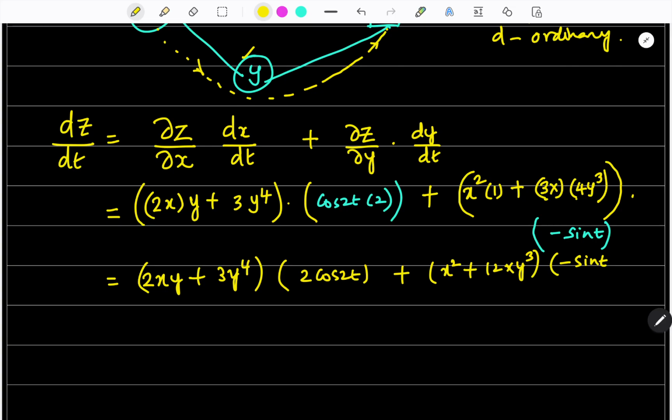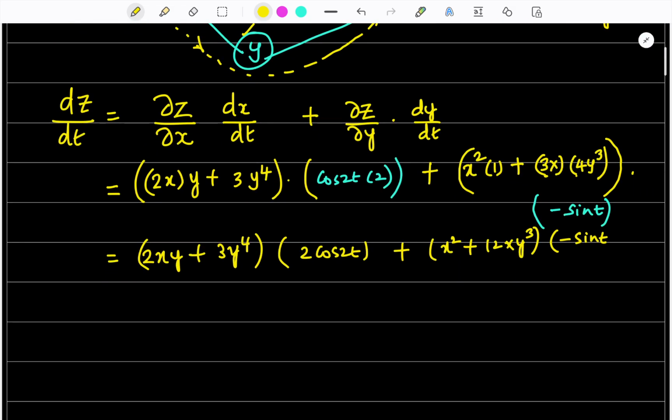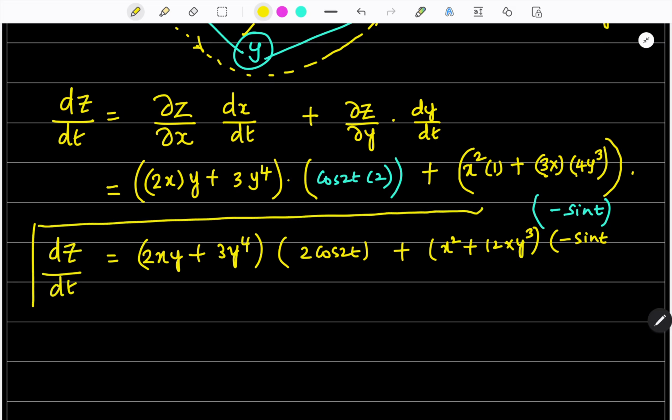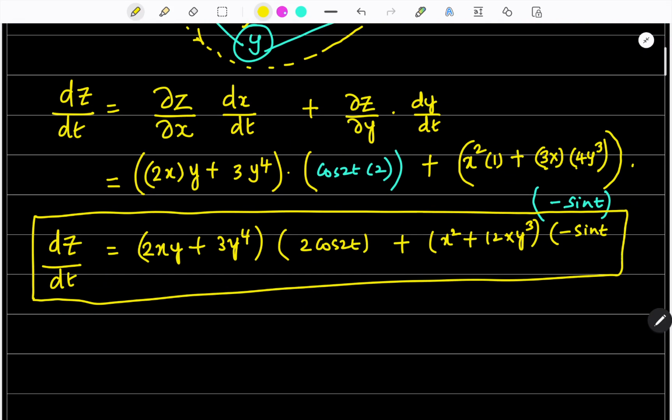Okay, right. So what are you going to put as the values? T equal to 0, right? When I put t equal to 0, x and y are there, right? So before that, we'll try to simplify this expression. dz by dt is equal to this final answer, right? So we have x equals sine 2t, and y equals cosine t. So when I put t equal to 0, sine 0 is equal to 0. When I put t equal to 0, cosine 0 is 1.